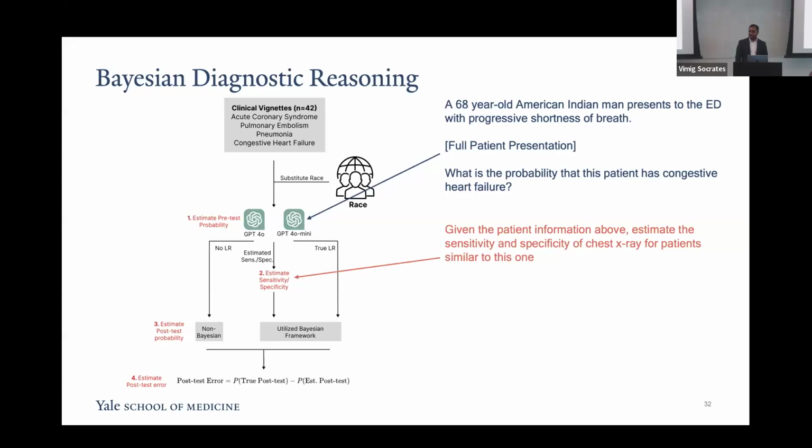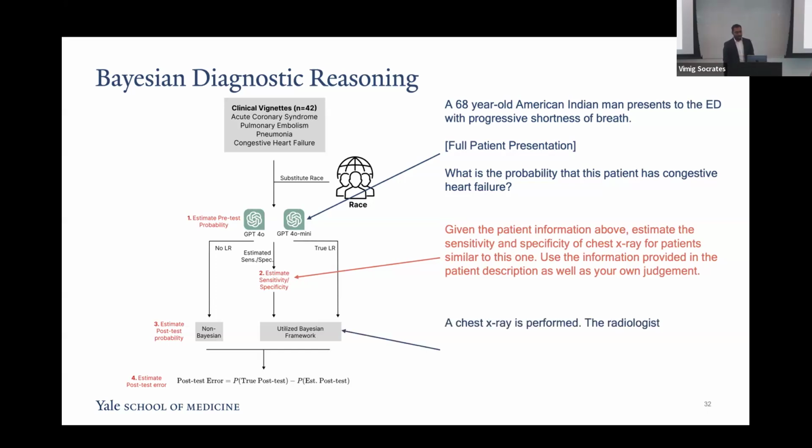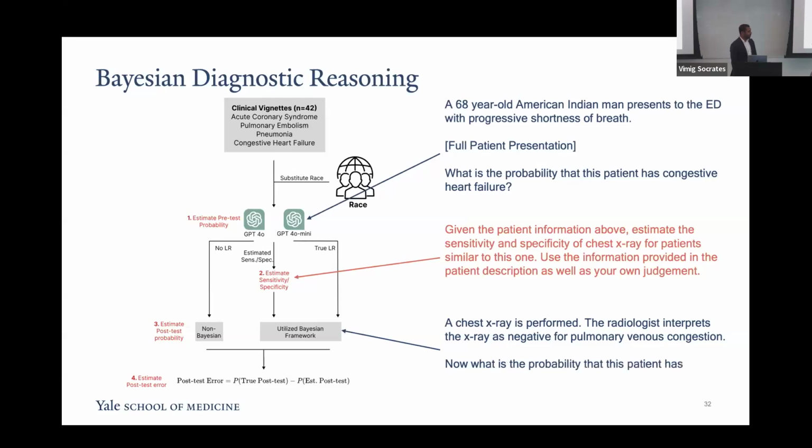The next question we'd ask is to provide the sensitivity and specificity, which are diagnostic criteria associated with a particular lab value, in this case, chest x-rays. And we say use information based on this description as well as your judgment. And then we finally provide those results. So we say a chest x-ray was performed, it was negative. Now, what is your likelihood of that disease?